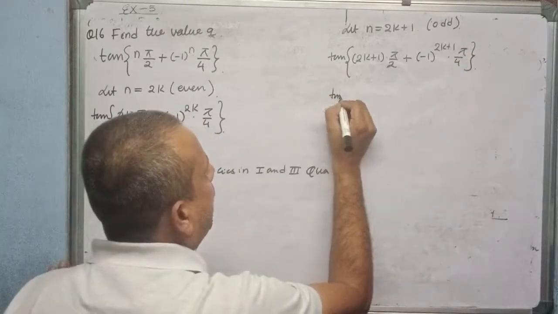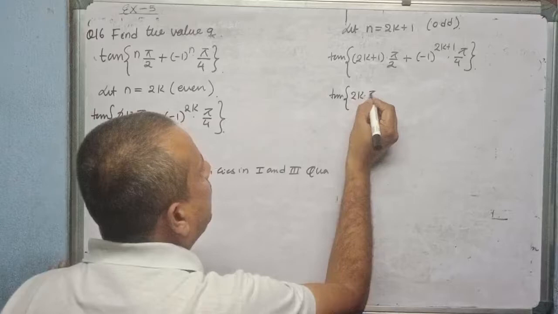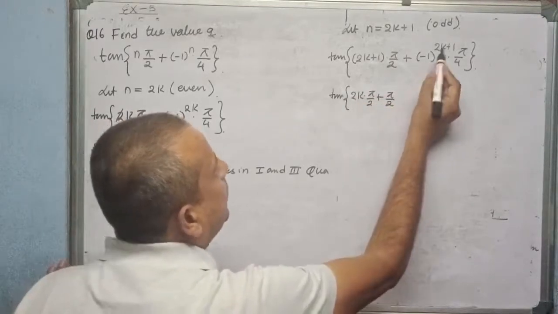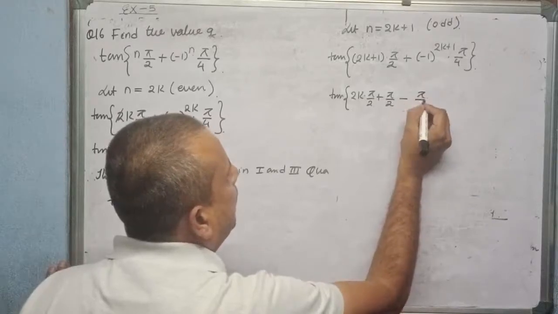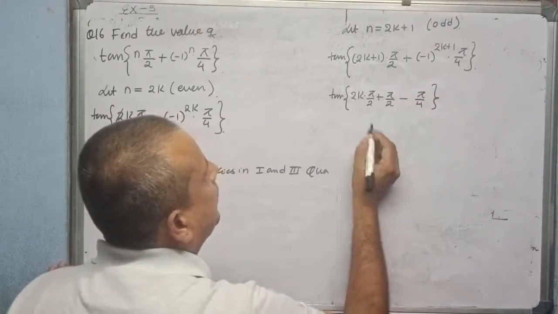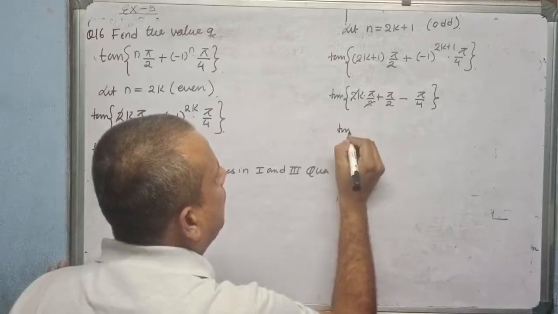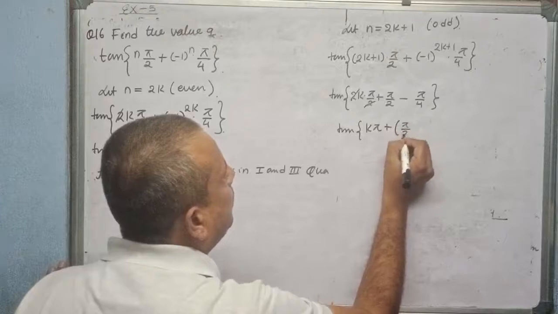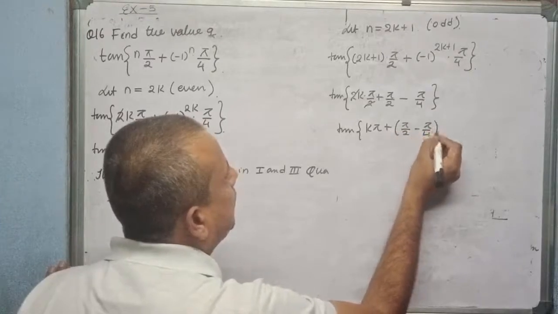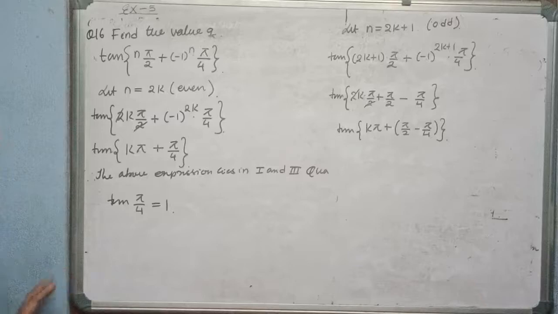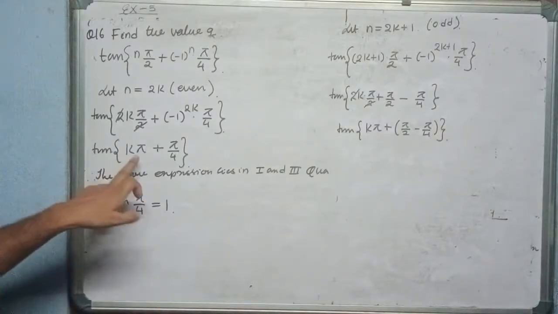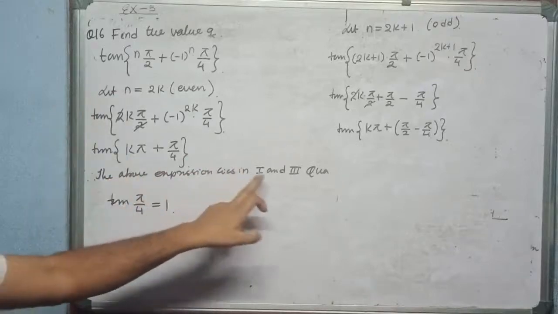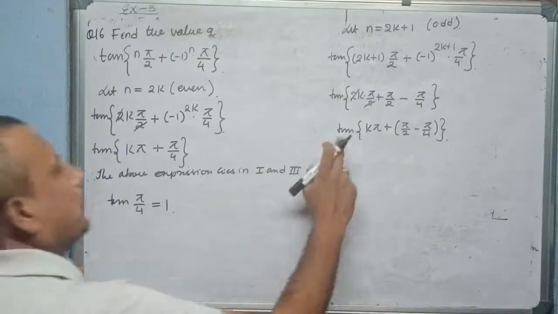Now I'll open this bracket. Tan of 2k pi by 2 plus pi by 2, minus to the power odd number is minus, so it is minus pi by 4. Cancel. Tan, this is k pi plus pi by 2 minus pi by 4. Already discussed this thing. K pi plus something means the above expression lies in the first or third quadrant. In this case also the tan is positive.